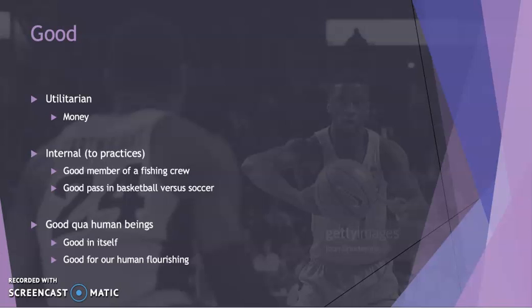Then we also talk about goods that are internal to practices, right? The goods of a member of a fishing crew are different from the goods of being able to make a pass in basketball, which could be very different than the good of being able to make a pass in soccer, right? So you would use different limbs to make the pass and different parts of the body to make the pass, and the kind of pass that you would make and the way that it plays out in basketball versus soccer are going to be different. But those goods are not utilitarian, right? It's not like having money, but they are limited to the kinds of practices that they belong in.